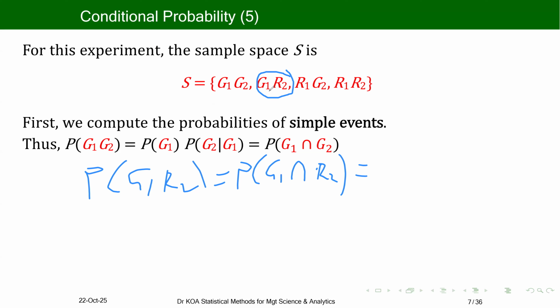So first of all, bring the intersection first before you give me the conditional. So this will be G1 intersection R2, which in terms of conditional will be the probability of J1 given R2 times the probability of R2.